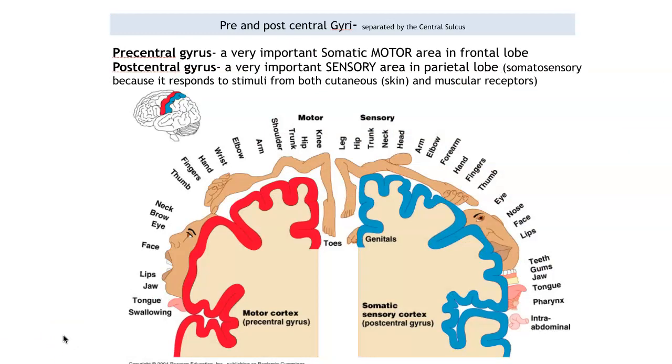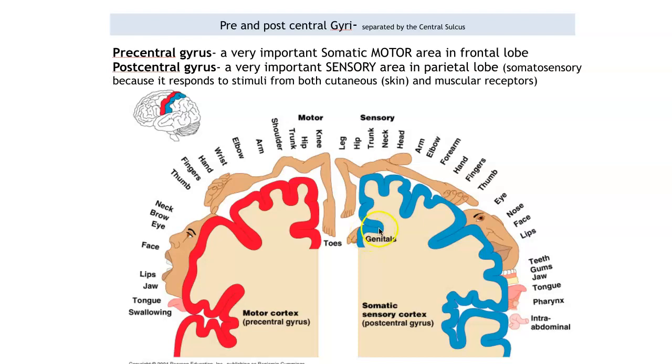Now we're just going to look at the precentral gyrus, the motor area in our frontal lobe. This is just showing you the amount of real estate, how many interneurons are involved with different parts of your skeletal muscle. So here's your foot. Not too much. Knee, hip, trunk, shoulder, arm, not that much, but wow. Once it gets up to the hand, it's pretty small, but it's getting a lot of real estate up here. Then you get to the face. Lots of real estate to control all the muscles on the face. Facial muscles, eye muscles, lip muscles, tongue, everything. A lot of real estate.